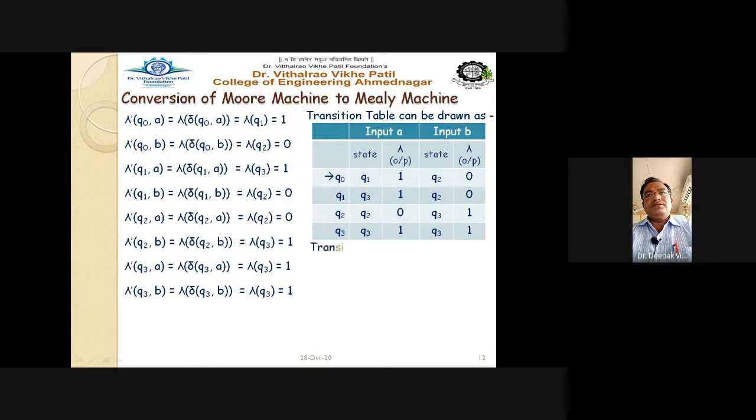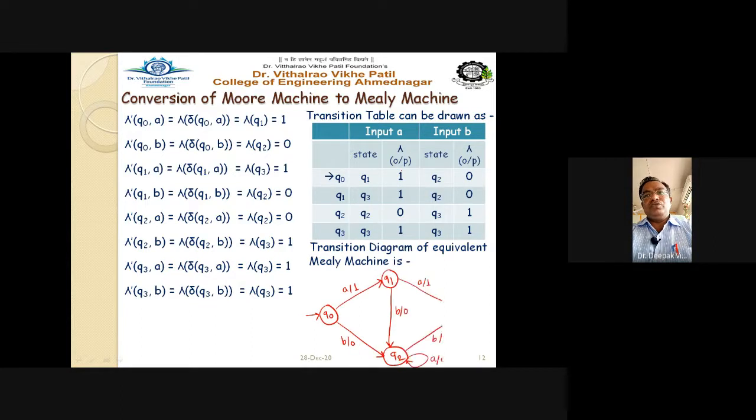See here. The transition diagram of the equivalent Mealy machine is Q0, Q1, Q2, and Q3. These are the 4 states, and the diagram is drawn in this way. Q0 on input A goes to Q1 state, and output is 1. So that's why this output 1 is written here. Q0 on input B goes to state Q2, and output is 0. That's why 0 is written here, right?